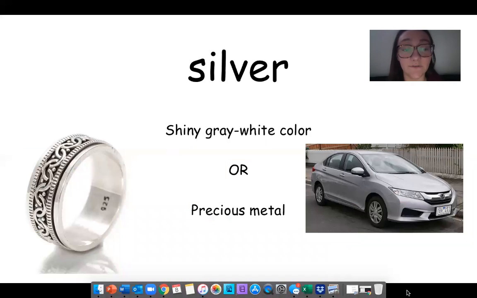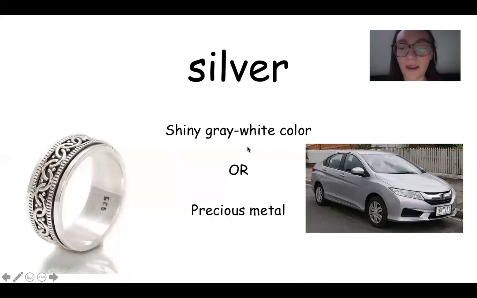The next word is silver. So silver, it can be a color, right? It's a shiny gray white like color. Or it's talking about actual silver, which is a precious metal, right? It's something that you put in jewelry, or it can be the color of a car, right? So it's a color, or it's talking about the stuff they use to make jewelry.